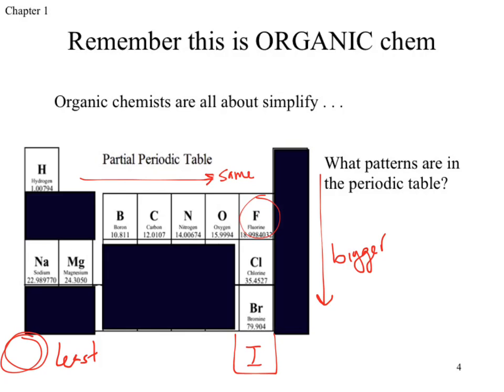So remember that when we think about size, when we're looking for trends: within a row, it's the same. Down a column, it gets bigger, because you're putting those electrons further away. Okay. The last trend will become important when we're talking about the first chapter, and then usually it disappears.